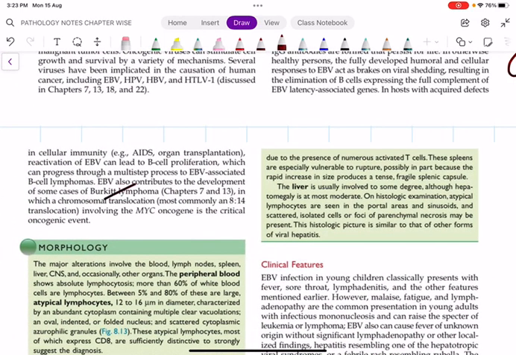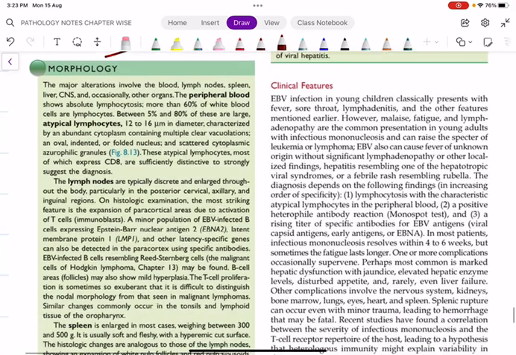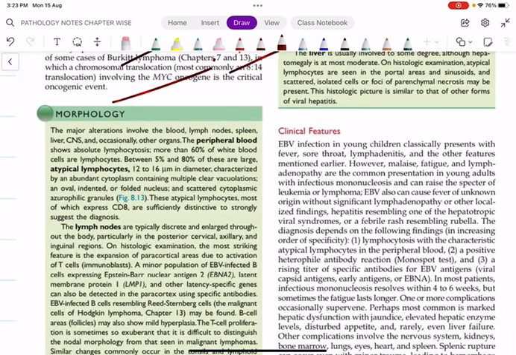And I told you to make us Burkitt's lymphoma, 8;14 translocation, MYC oncogene, all these things I have already discussed in neoplasia. Fine. Coming into the morphology, what are the areas? Blood, lymph nodes, spleen, liver, CNS. Peripheral blood shows absolute lymphocytosis. More than 60% of WBC will be lymphocytes.